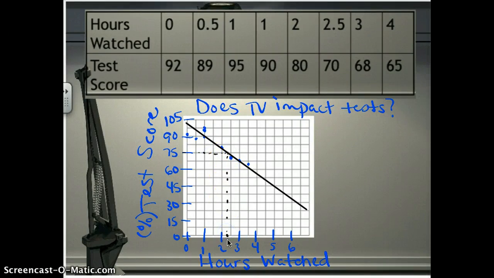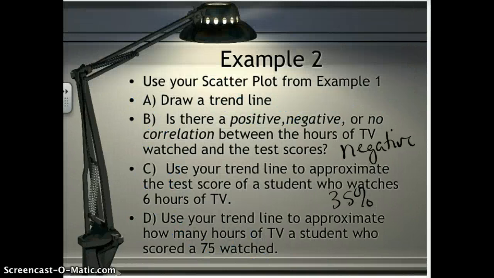Okay, so it looks between 2 and 3, pretty close to 2.5, maybe 2 1/3 or 2 1/4. I'll estimate that they watched about 2 1/3 hours. Your estimate might be a little bit different from mine because we're estimating here.